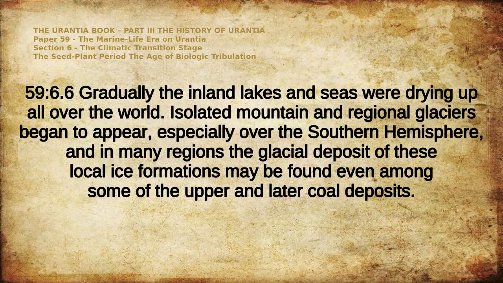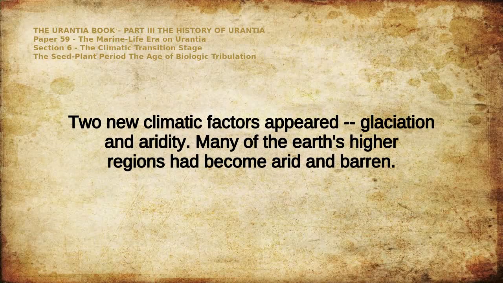Gradually, the inland lakes and seas were drying up all over the world. Isolated mountain and regional glaciers began to appear, especially over the southern hemisphere, and in many regions the glacial deposit of these local ice formations may be found even among some of the upper and later coal deposits. Two new climatic factors appeared, glaciation and aridity. Many of the Earth's higher regions had become arid and barren.